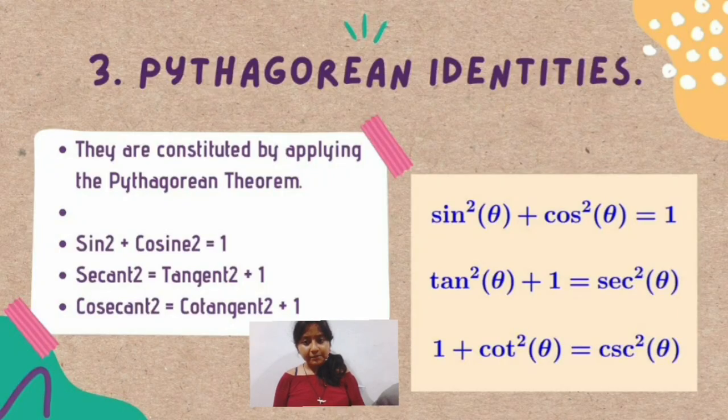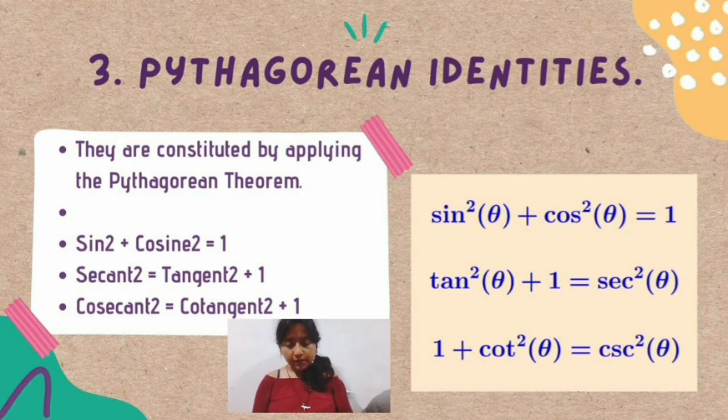The Pythagorean trigonometric identities are obtained by applying the Pythagorean theorem to the definition of trigonometric functions. There are three identities, and they are fulfilled for any value of angle x. They are: the square of the sine of the angle plus the square of the cosine of the angle is equal to 1; the square of the tangent of the angle plus 1 is equal to the square of the secant of the angle; and 1 plus the square of the cotangent of the angle is equal to the square of the cosecant of the angle.